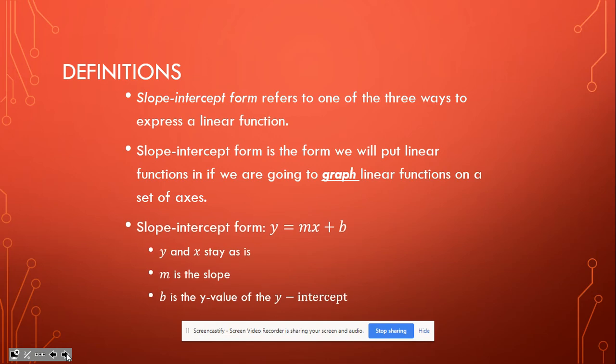Slope-intercept form is something you're very familiar with. It is y equals mx plus b. In this form, y and x stay as is. You keep them as y and x. M is your slope because it's how we move. B is the y value of the y-intercept because it is where we begin to plot points for graphing a line.